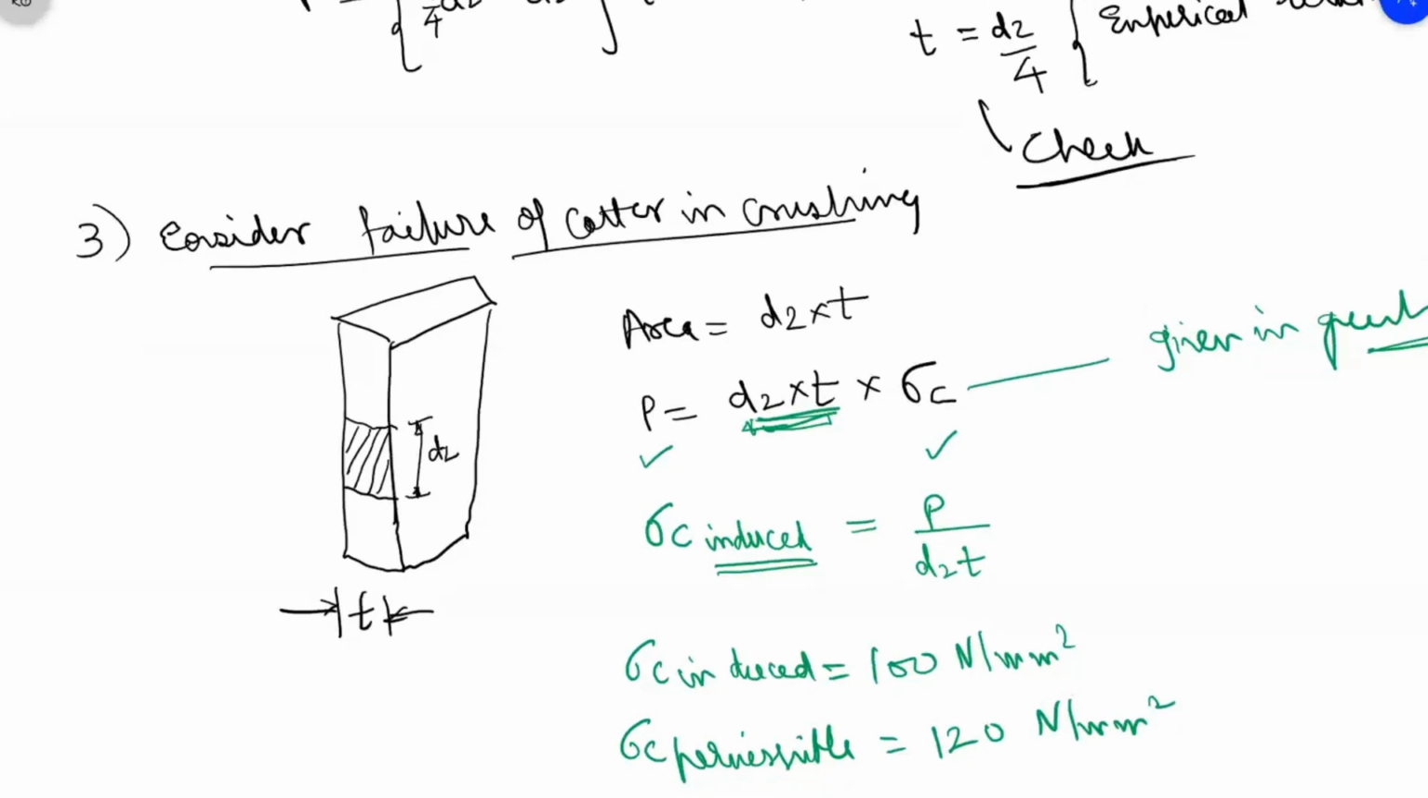It means that the value of T that we have found, equal to D2 by 4, is accepted. This value of T is also accepted. So what happened here? The empirical relation check that we had to do is also done. Okay, the things are clear till here.